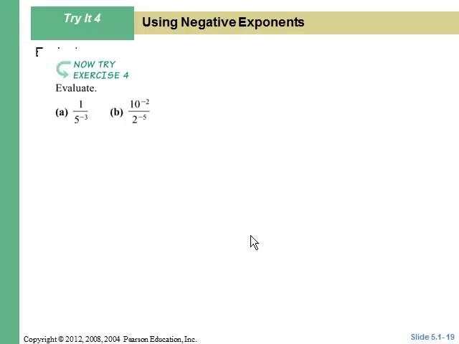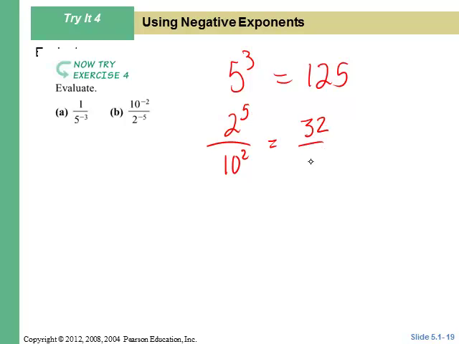How about these two? So this would be 5 to the third on top, which is 125. 10 to the second goes on the bottom. 2 to the negative fifth goes on the top as 2 to the fifth. 2 to the fifth is 32 over 100, which I suppose you could write as 16 over 50. Oops, or 8 over 25.